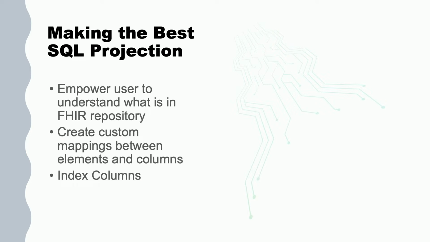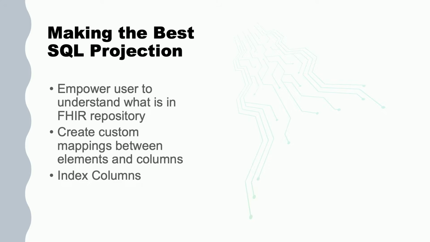So how do you make that best SQL projection for your particular use case? What do you need to do? Well, first, I think you need to understand what is in your FHIR repository. A bunch of JSON strings doesn't help you very much. You need to really get a high-level analysis of what makes up that FHIR repository.